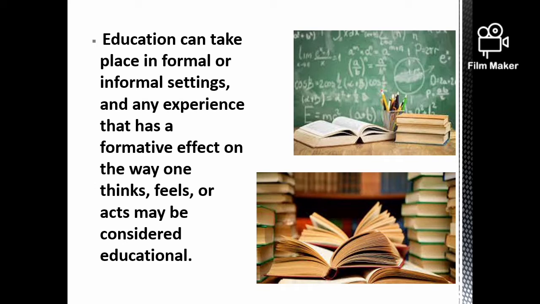What do you mean by formal settings? A formal setting is a kind of working in the classroom, while an informal setting is an example where you are not in the classroom but you are still being educated. For example, going to the school, playing basketball, that is also a form of education.